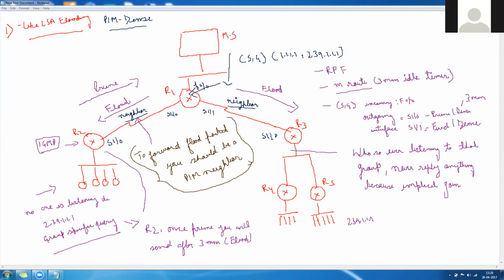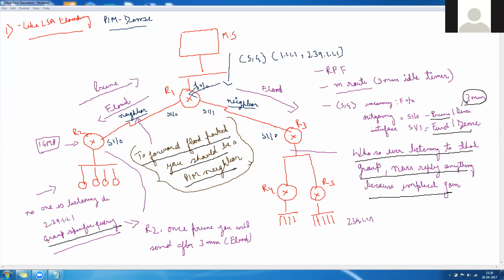I'll just repeat again. First of all, if you are not listening, IGMP will send a group specific query. No one is replying, so prune message. Here it will be written prune, but flood won't go for 3 minutes. Here flood will go continuously and no reply will come. Whosoever is listening to that group never replies anything because of implicit join. Okay, to forward the flood packet, you should be a PIM neighbor, and once R2 has pruned, the same point, 3 minutes. Okay, this is how we discussed yesterday. First RPF is made, then the M route will be created and all this.